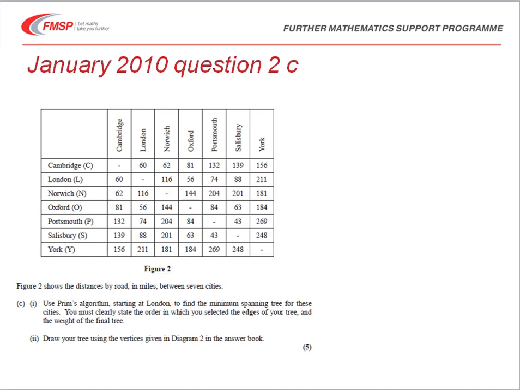So we're starting off with London. What I tend to do is to indicate that on my matrix with an arrow.